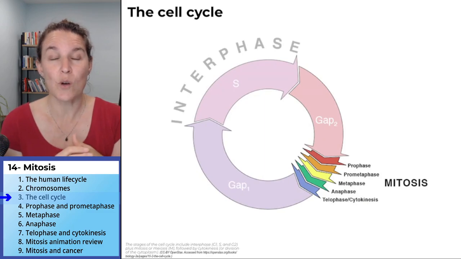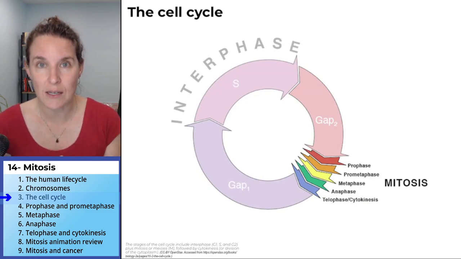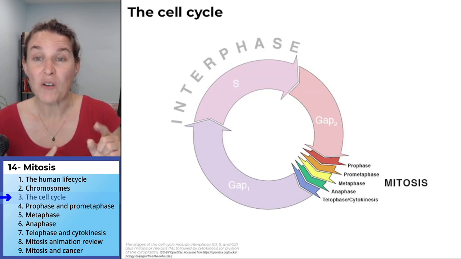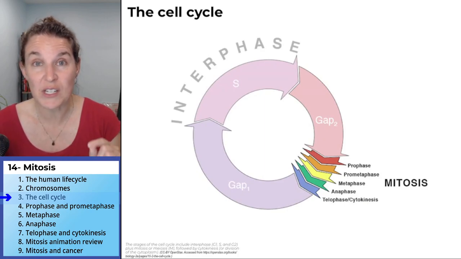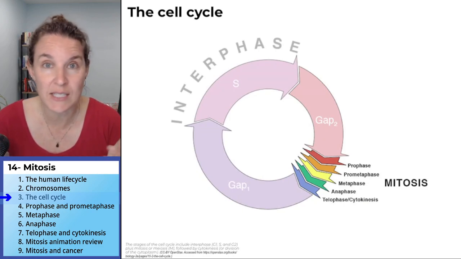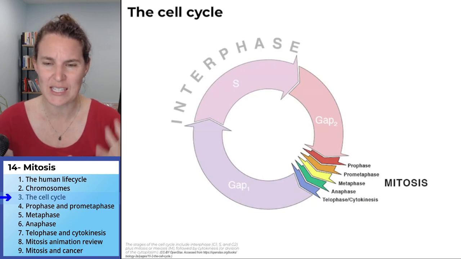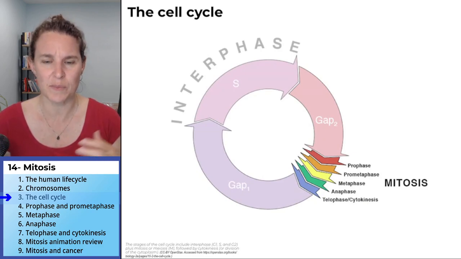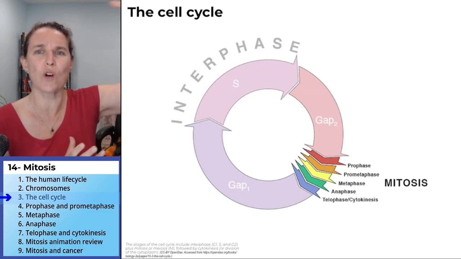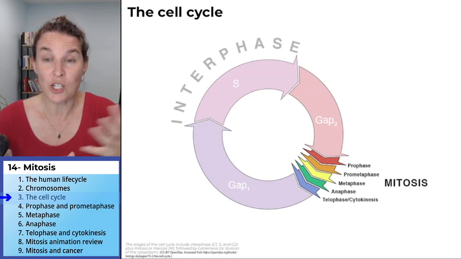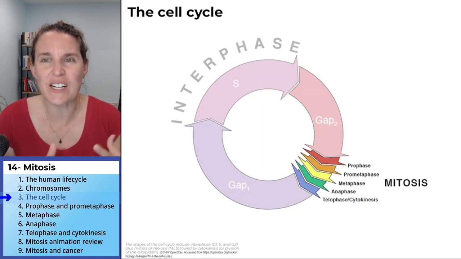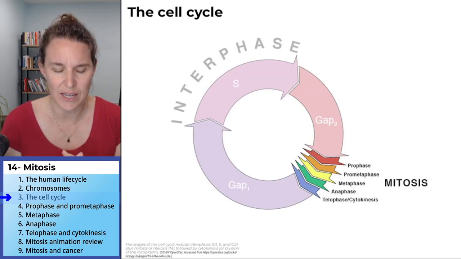Every cell goes through a cell cycle. And the amount of time they spend in the different stages of the cell cycle depends on the kind of cell it is, and probably on the stage of the critter's overall life cycle. So you can imagine our 100 trillion cells are all in various stages of the cell cycle.